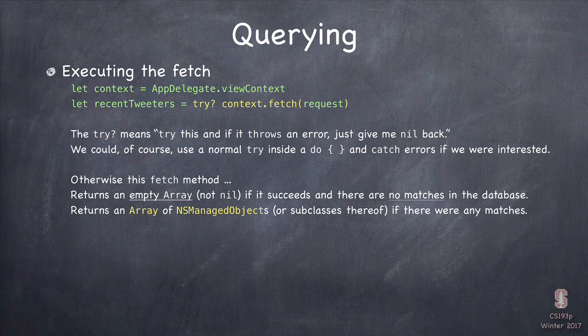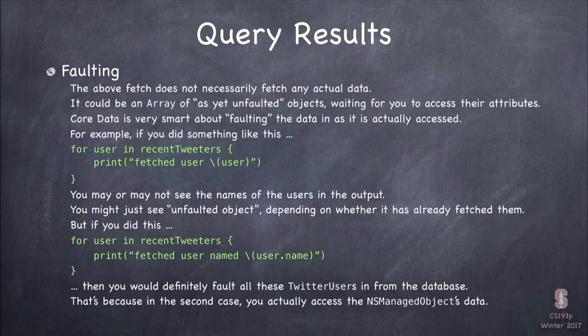Now, you might be a little scared of doing this request. What if it matches a million things? Are you going to get a million tweets back in one request like this? The answer is no. This array that you get back is really a super smart array. It doesn't actually bring the data in from the database until you start asking for it. So until I ask for a certain Twitter user's information, the Twitter user's name, the Twitter user's screen name, the Twitter user did not get faulted from the database.